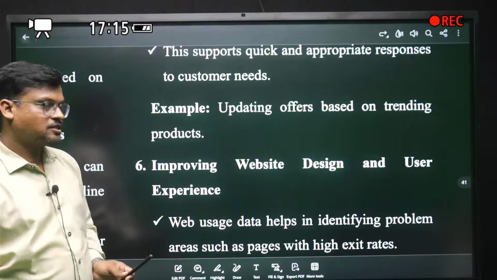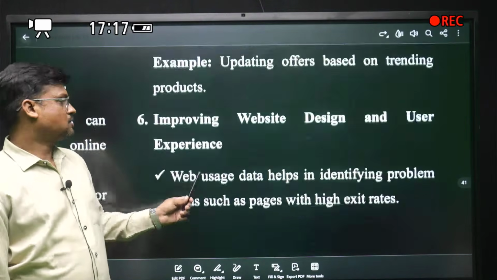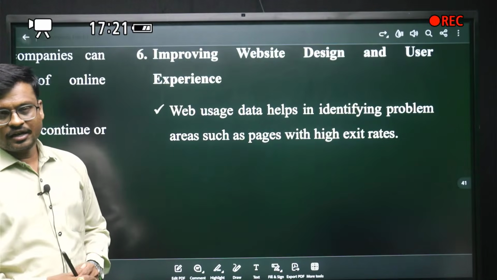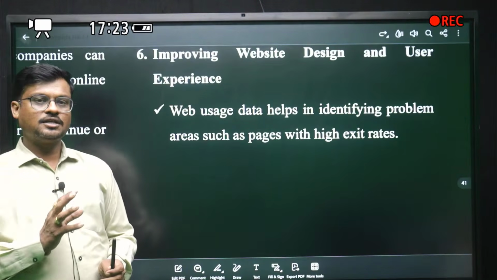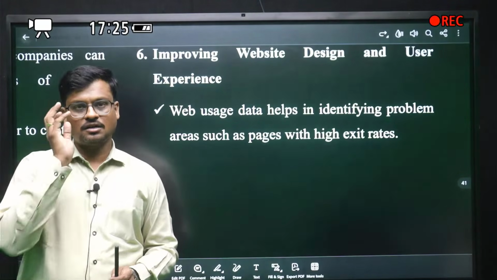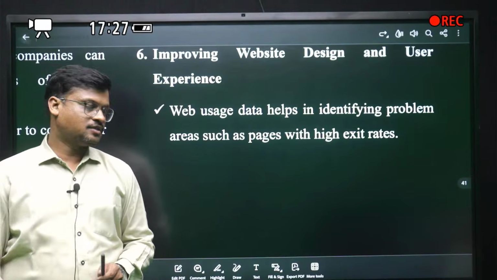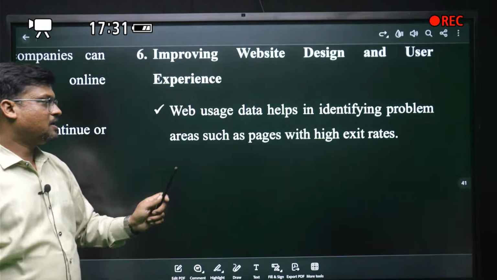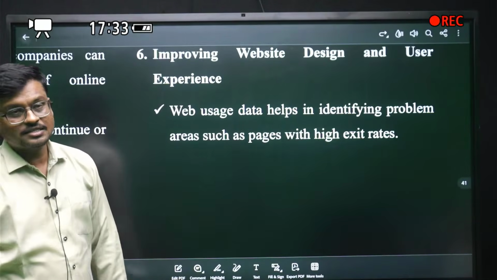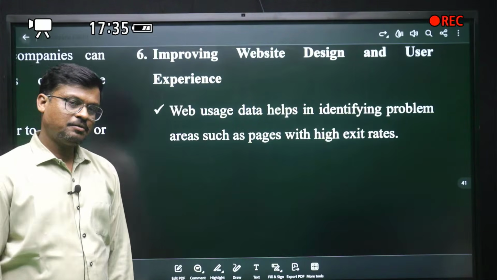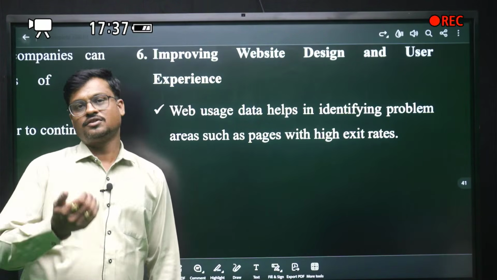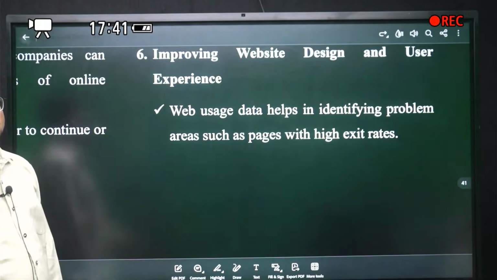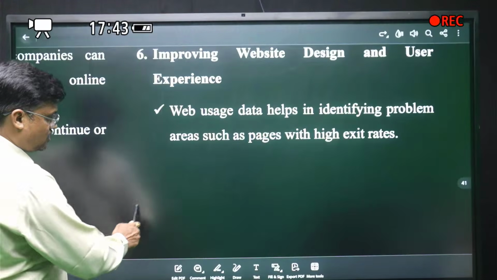Updating the offers based upon the trending products. Improving website design and user experience. Again, if the website is so clumsy and the buttons and page patterns are not effective, the user will not visit it. So web usage data helps in identifying problem areas such as pages with high exit rates. How many people are visiting it and immediately going out without spending much time? That you have to identify and work on that page so that customer retention can be achieved. Okay, dear.